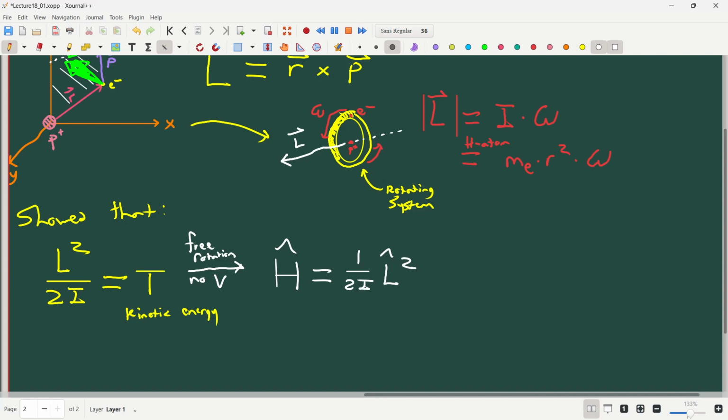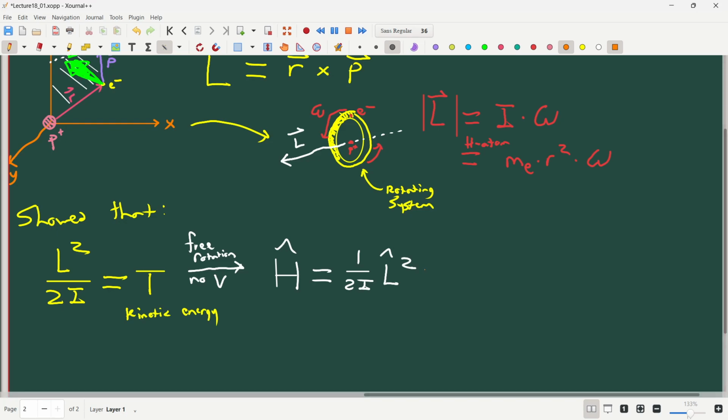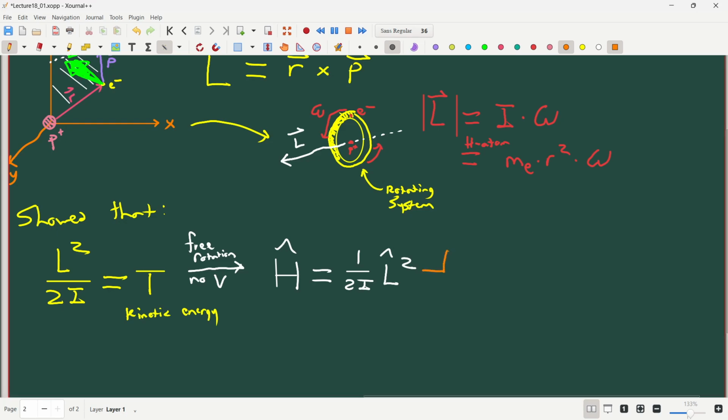Okay, right? Because there's no potential, the system can rotate freely. That means the Hamiltonian is only kinetic energy, and therefore it's proportional to L squared. So if we can figure out the wave functions that satisfy this expression, what do we want? In quantum mechanics, we want to find the eigenvalues and the eigenstates, the wave functions and the energies, or the angular momentum, right?